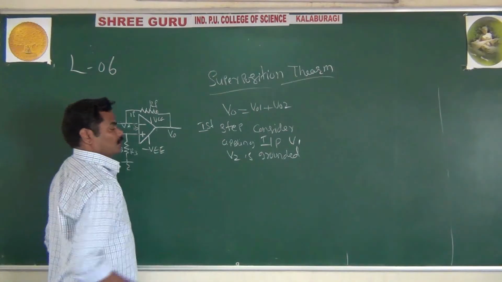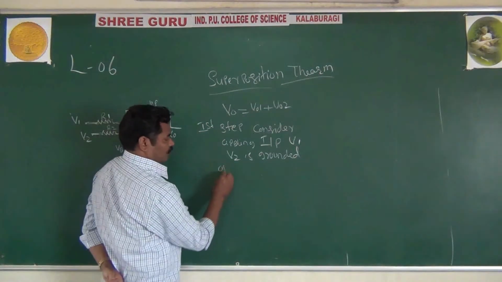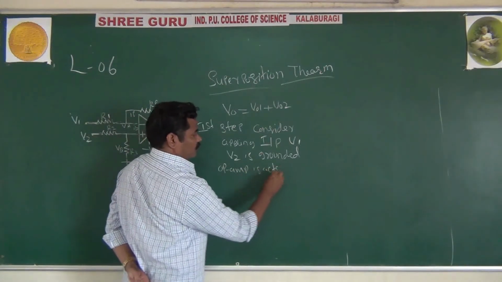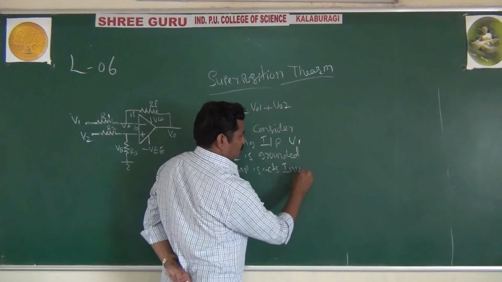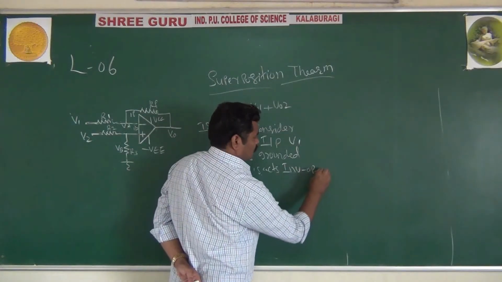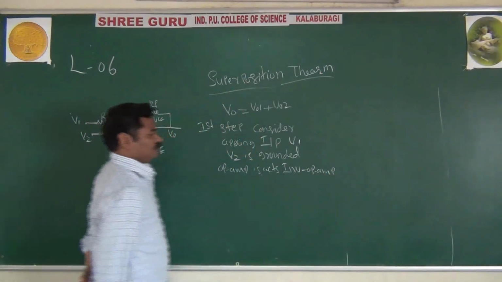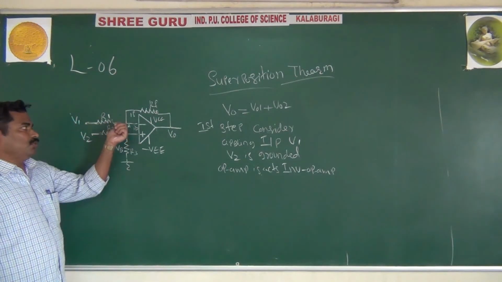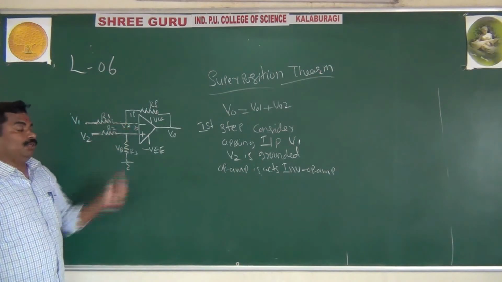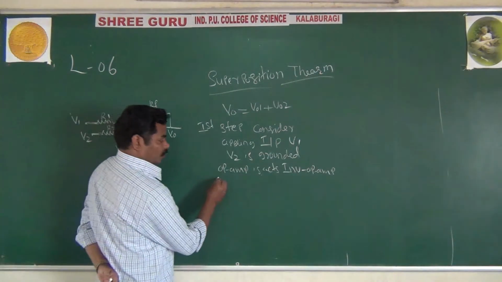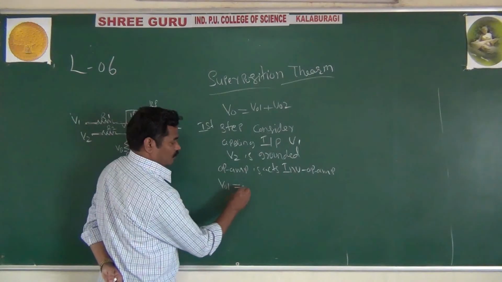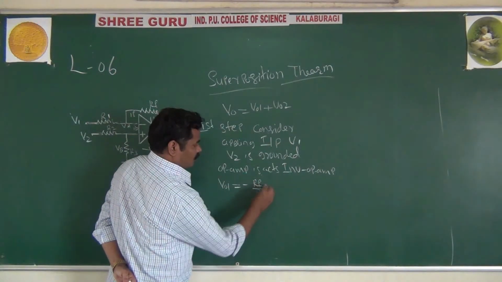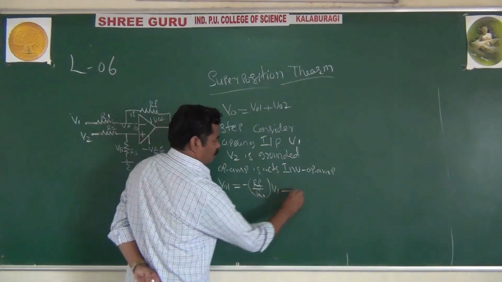If V2 is not there, it means your op-amp acts as an inverting amplifier. And as we know, the voltage gain for the inverting op-amp, what is the voltage gain for the inverting op-amp? That is V01 equal to minus Rf by Ri into V1. This is equation number 1.